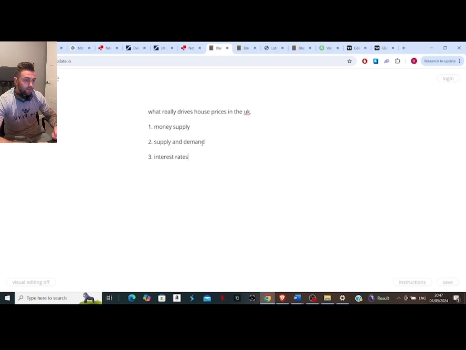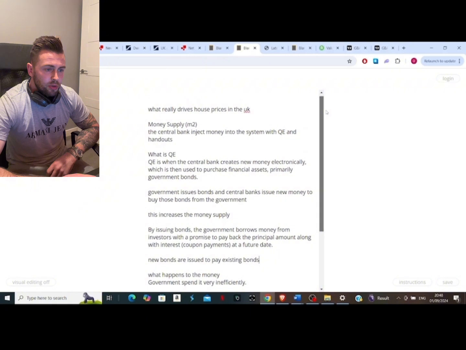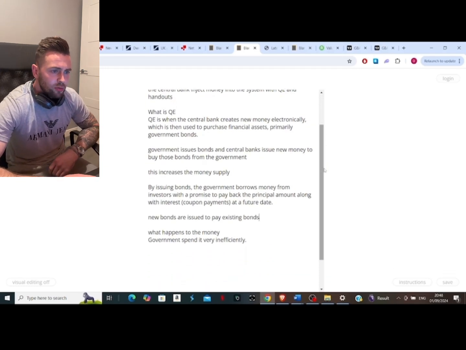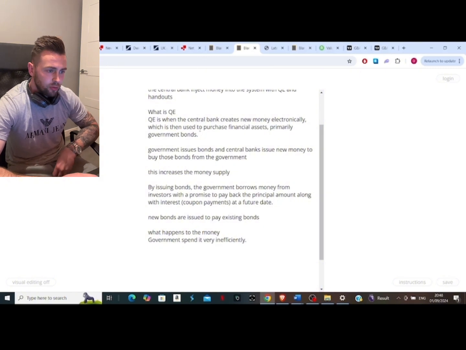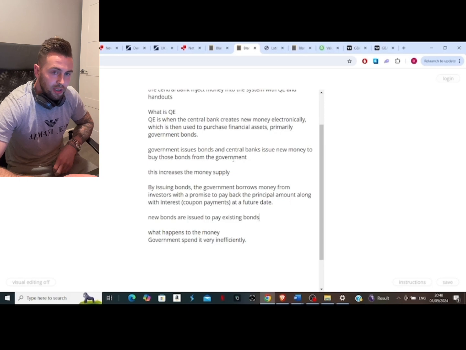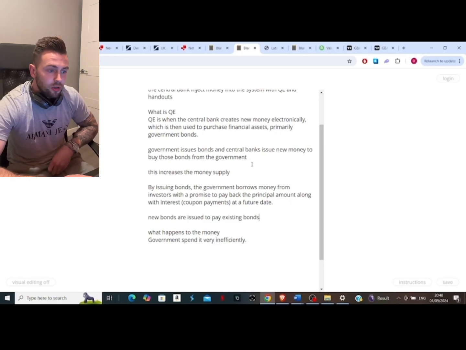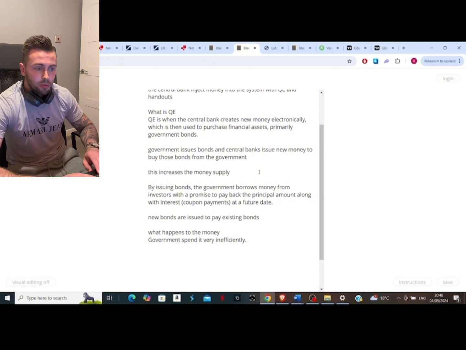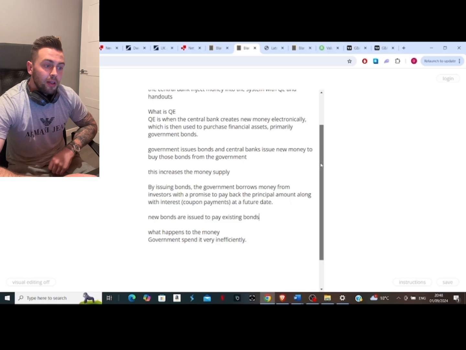So money supply. The central bank injects money into the system with QE, quantitative easing, and handouts like in COVID. So what is QE? Simply put, QE is when the central bank creates new money electronically, which is then used to purchase financial assets, primarily government bonds. So the government issues bonds and central banks create brand new money to buy these bonds from the government. This increases the money supply and decreases the value of all existing money in that current system.